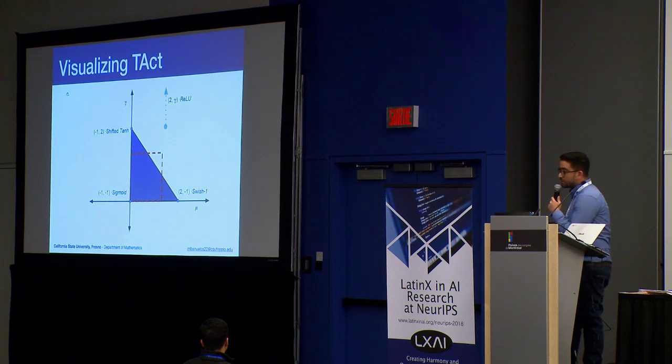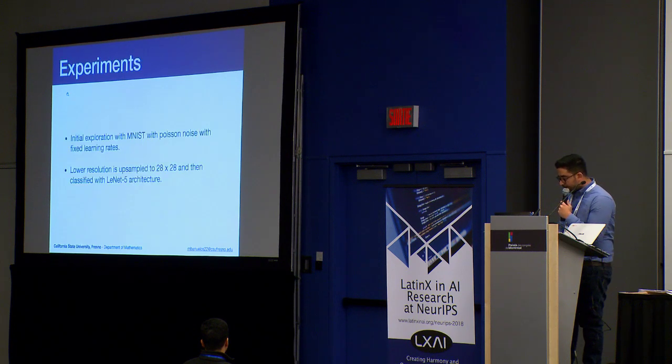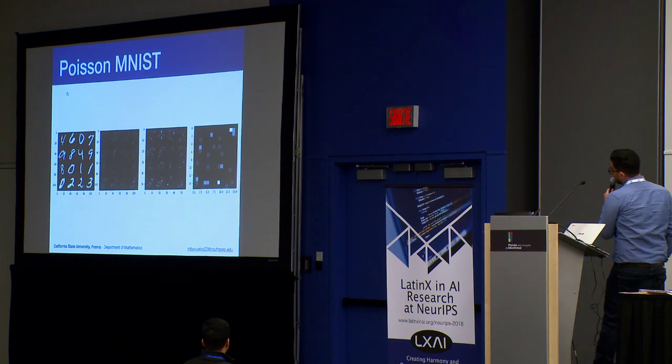And this red square represents where we're going to uniformly pick our parameters, mu and gamma. Okay, so what the students did in these 6 weeks is initial exploration with MNIST, with Poisson noise, with fixed learning rates, and lower resolution images that are upsampled to 28 by 28 and then classified with this LeNet-5 architecture, right? The students didn't necessarily have access to the most advanced GPUs either. You can ask me about that later, and I'll tell you one of the ways they got around that. But this is the data they were looking at.